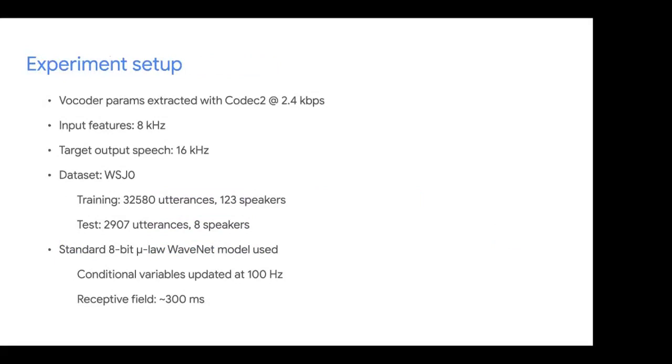And this is just some data for this as a codec. To repeat what I said, we take the parameters from Codec 2, which are all narrowband, but the output is wideband. For the ICASSP paper, we trained this on Wall Street Journal. We had 123 speakers, and we had a disjoint test set with 8 speakers. So I think that's also kind of important to notice.